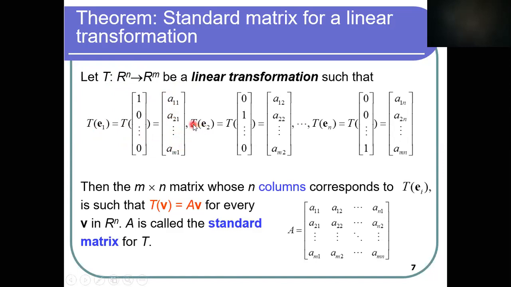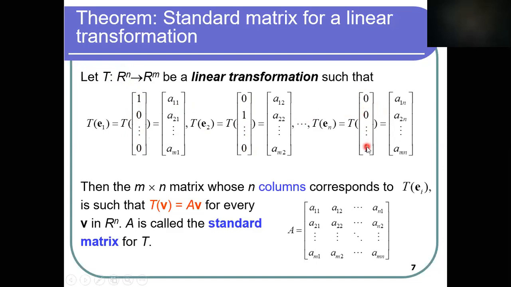Then E1, E2, up to En is a standard basis of Rn. For example, the standard basis of R square is (1, 0) and (0, 1). So in case of an n-dimensional vector space, that is Rn, the standard basis will be E1 = (1, 0, ..., 0), E2 = (0, 1, ..., 0), and then En = (0, 0, ..., 1).